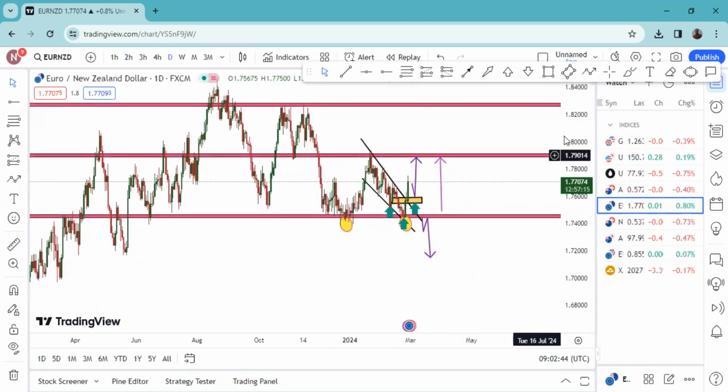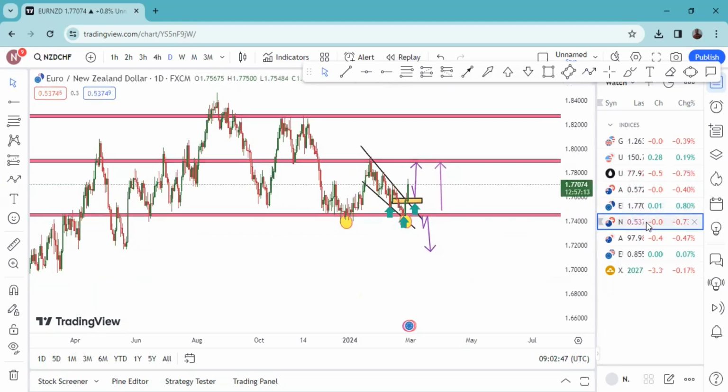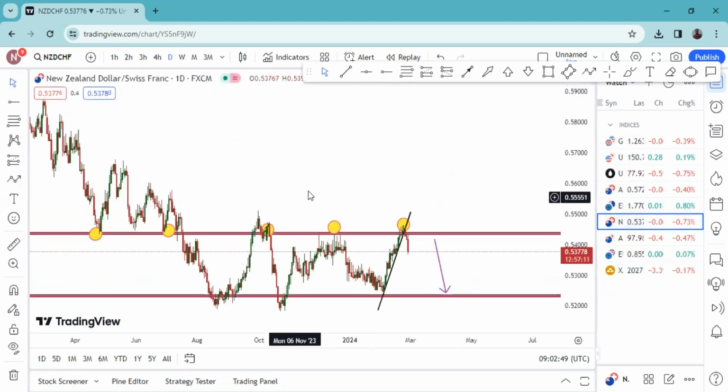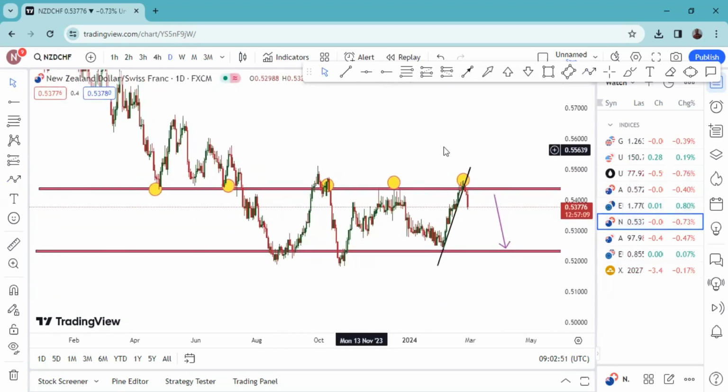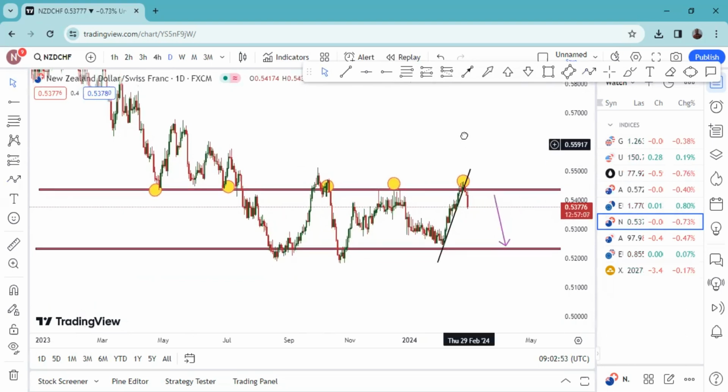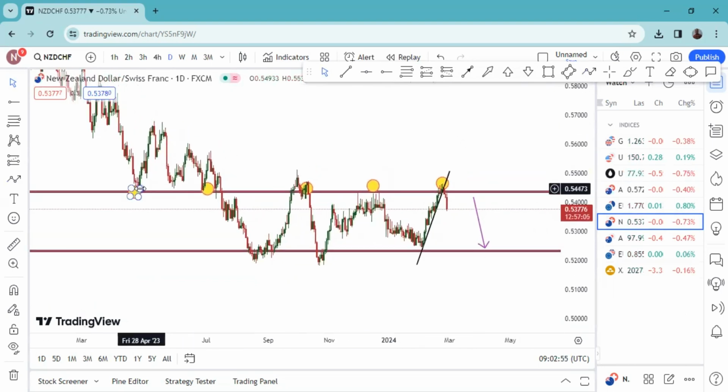So let's come to the next pair that I also want us to put in our watch list. This is NZD CHF. As you can see, the market, this was acting as a support. Then it also became a resistance. It also came to be a resistance here. And also here is a resistance.